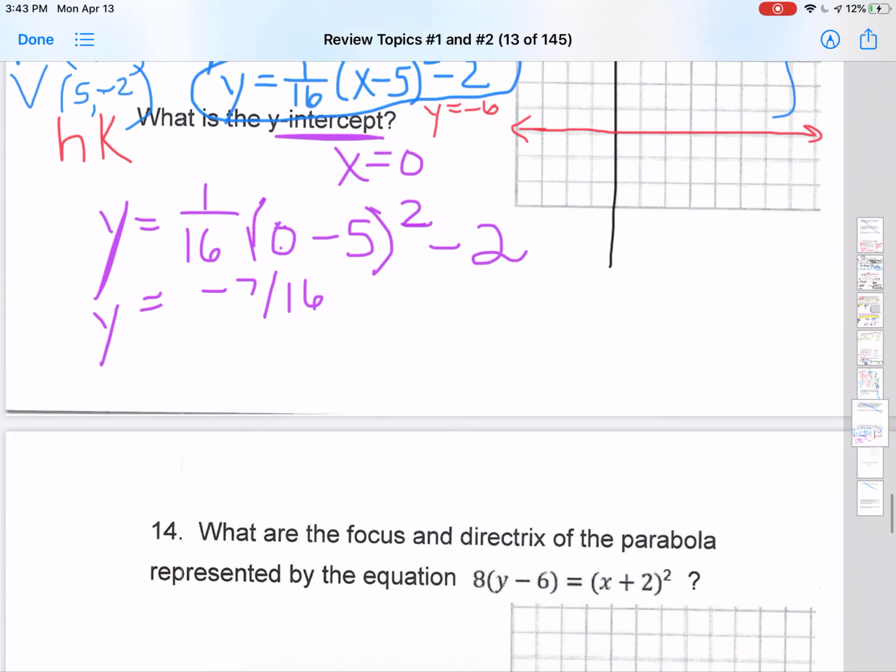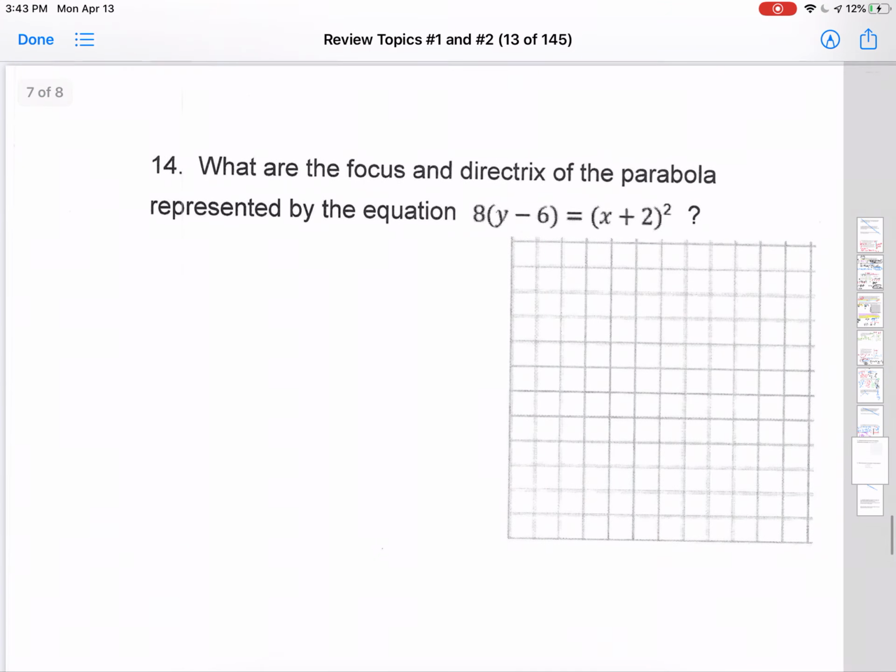Let's see what else we're going to do here. Just a little bit more. Okay, so we got another focus directrix one.